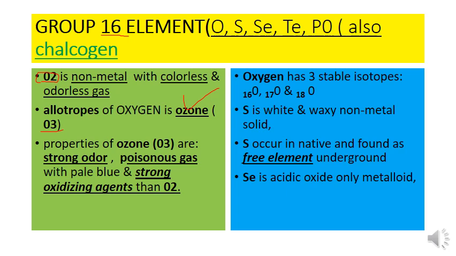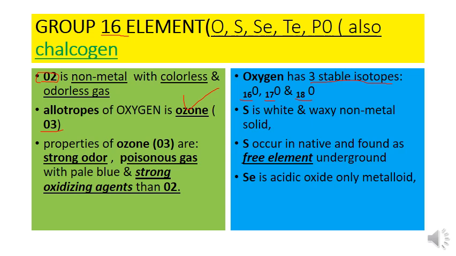This means that when the ozone is destroyed, we meet a challenge called global warming, due to the excess of carbon dioxide in the atmosphere. Also, oxygen is stable in its isotopes: 16, 17, 18. Those are the isotopes, and ozone is an allotrope of oxygen.